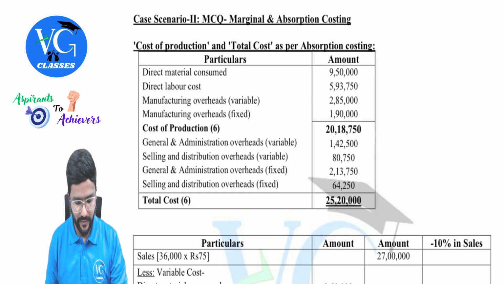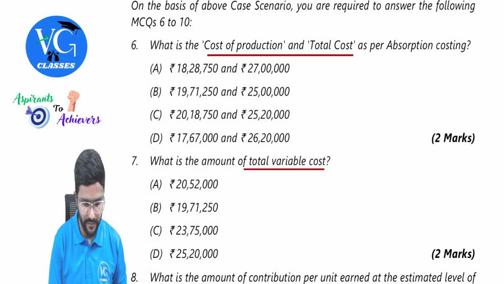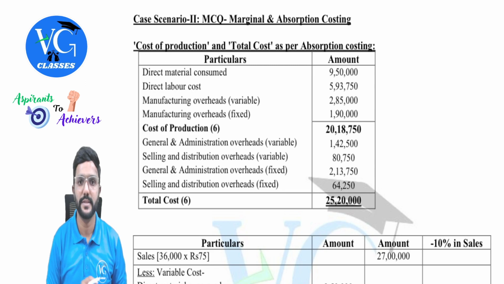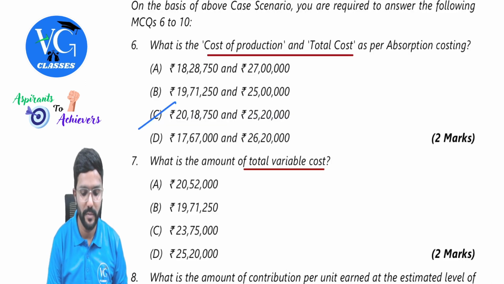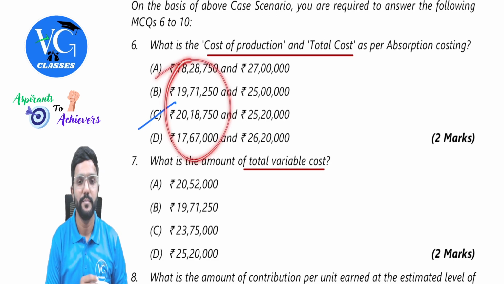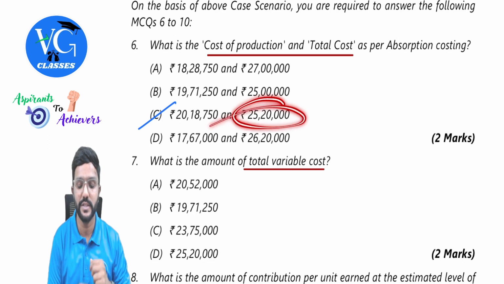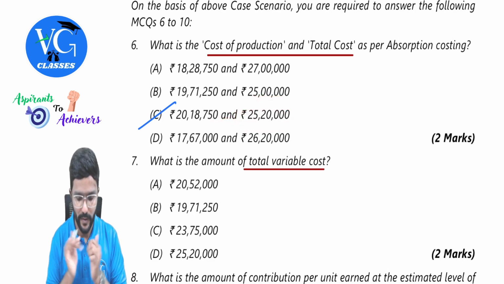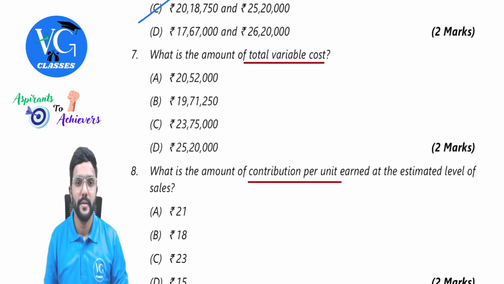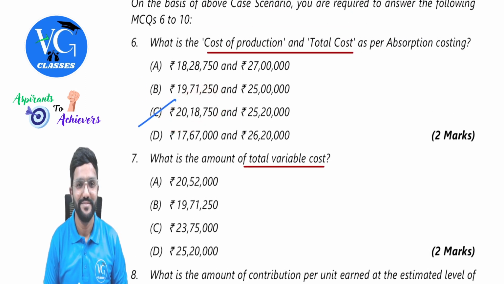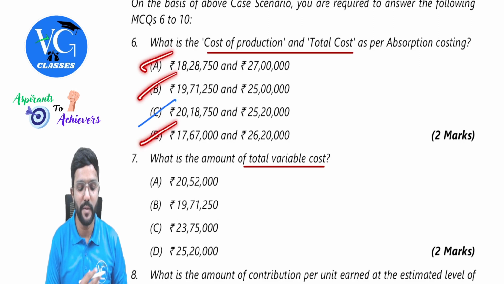20 lakh 18,750, 20 lakh 18,750, and 25 lakh 20,000. Just a minute, let me mark it in blue. 25 lakh 20,000, right? Yes. Please be careful. Sometimes there will be two options with the same numbers, especially the first one. Here it is not there, but assume 20 lakh 18,750 is there in two options, then please cross check this part also. As soon as you decide this, you can choose the answer because there is no other option with the same amount.